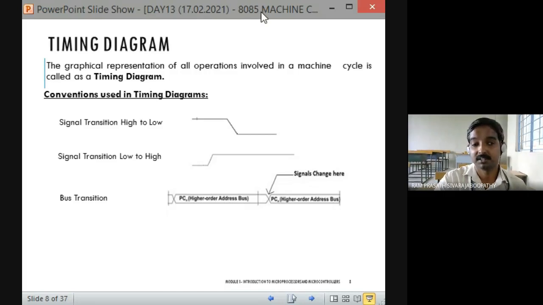See, a single signal goes low to high, or high to low, correct? A group of signals means it is complex to mention all the signals with single lines, correct? So the entire group of 8 lines or 16 lines can be combinedly drawn like this. It is going to carry 8-bit data, that's all, or 16-bit data or address, correct? So the transition can be marked like this in the timing diagram. Clear? Okay. Next.